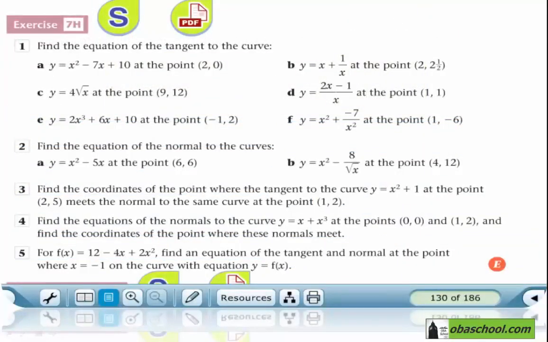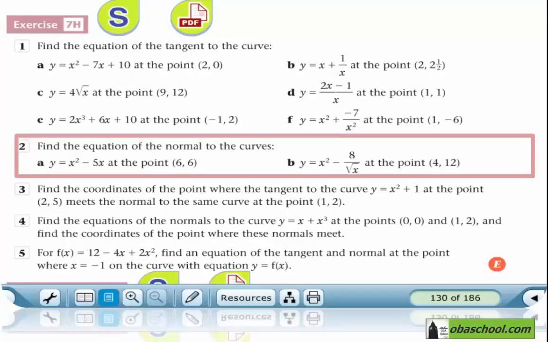So now after solving this example, you can go as a student to exercise, set of exercises 7H part 2, and find the equation of the normal using the same steps that we just did in this exercise.